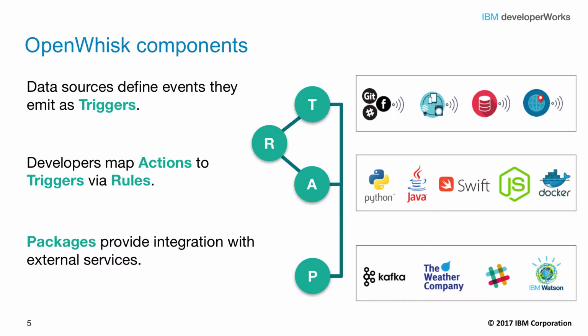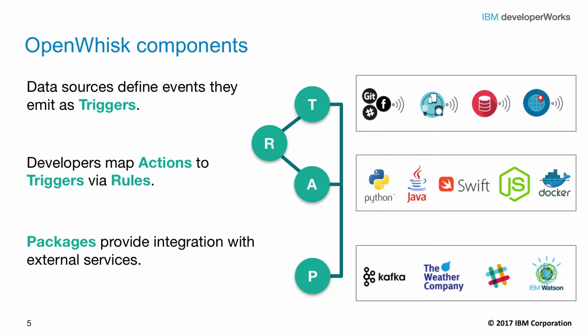OpenWhisk has 4 key components. Triggers, which are a class of events that are emitted by event sources. Actions, which encapsulate the actual code to be executed. Actions support multiple language bindings, including Python, Java, Node.js, Swift, and arbitrary binary programs encapsulated in Docker containers.